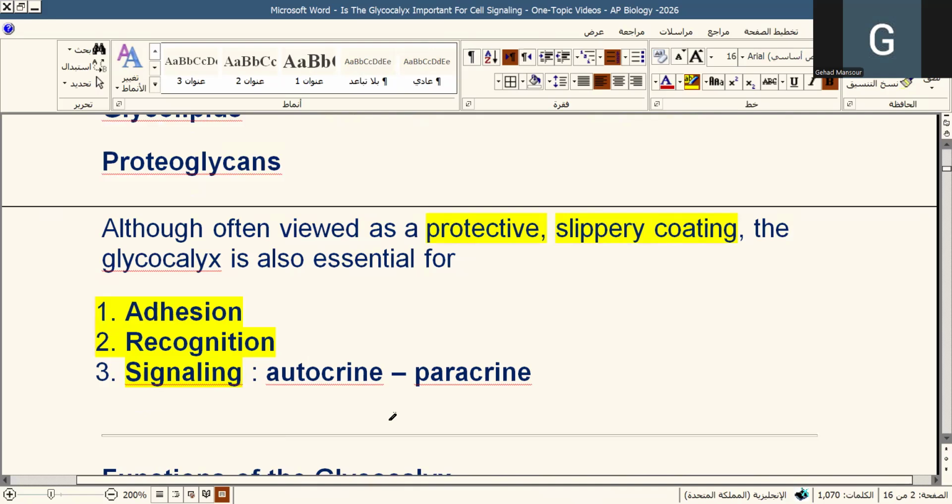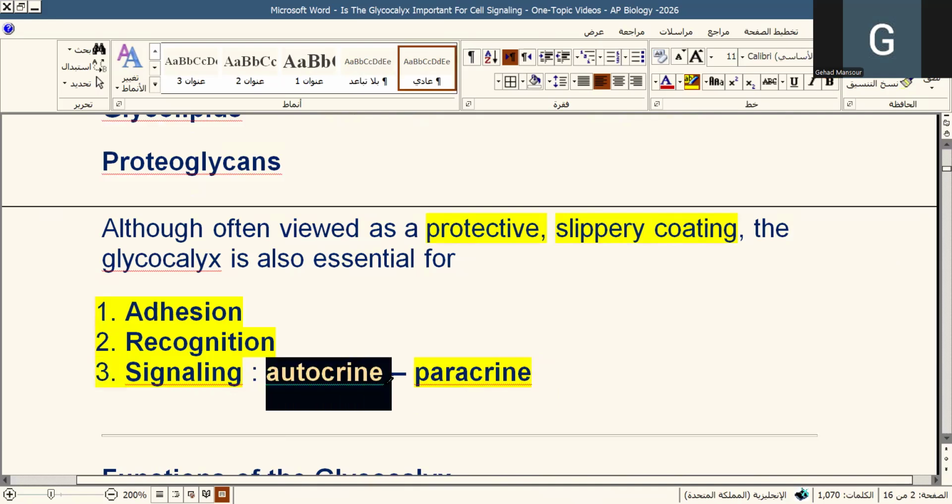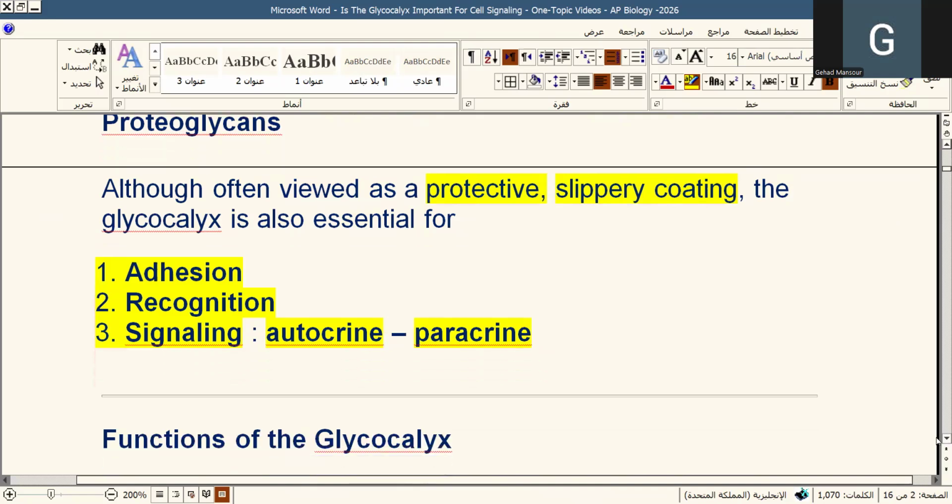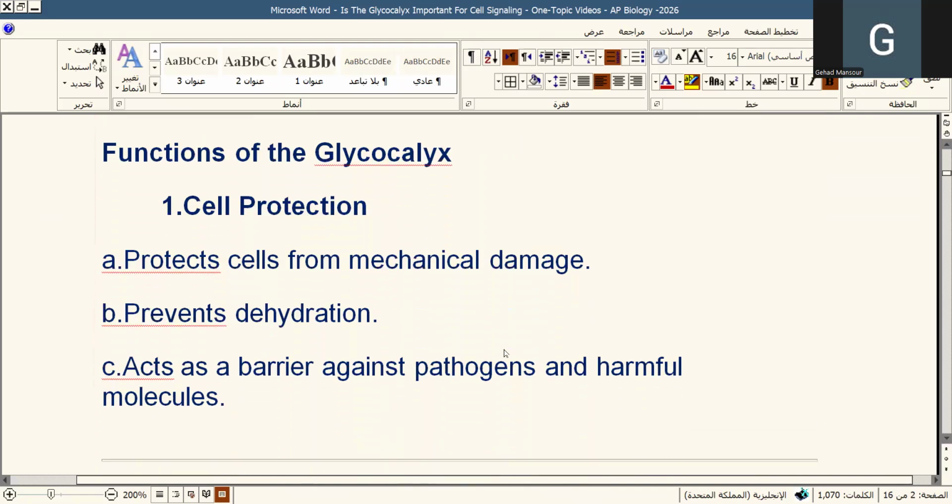What do we mean by cell signaling? We mean that the cell produces a certain molecule called a signaling molecule, or a ligand, that is produced outside the cell to stimulate or inhibit another cell, which we call paracrine signaling, or even to stimulate or inhibit itself, like we saw in autoinducers, for example, in the previous video, in which case we call it autocrine signaling.